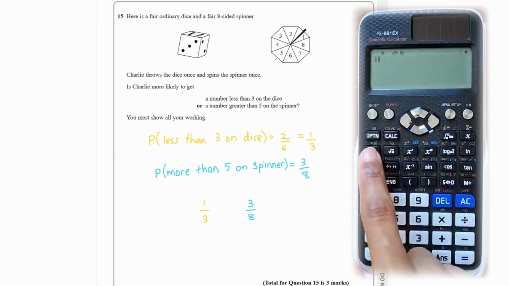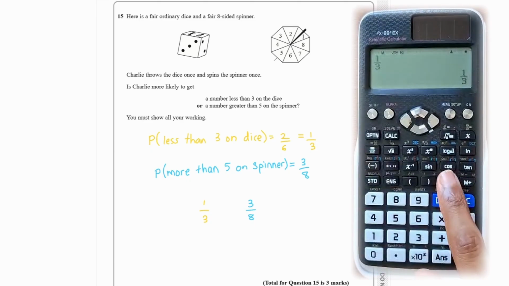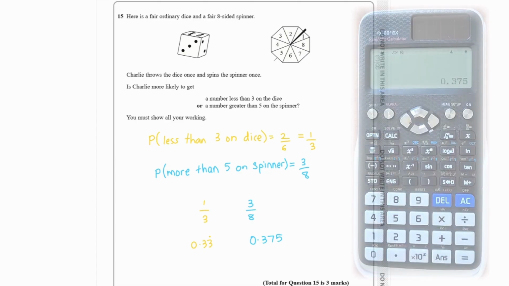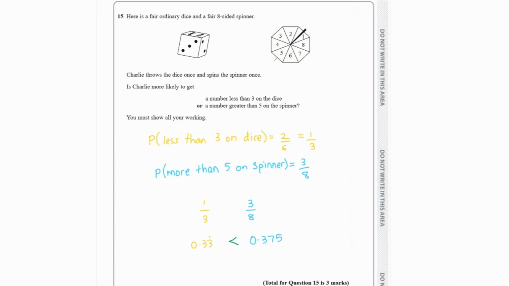So if we press 1/3 on the calculator and then press the SD button, this gives us 0.33 recurring. And if we do the same thing and type in 3/8 on the calculator and press the SD button again, 3/8 as a decimal is 0.375. So if we compare these decimals, we can see that 0.375 is the greater number, and therefore we can say that Charlie is more likely to get a number greater than 5 on the spinner.